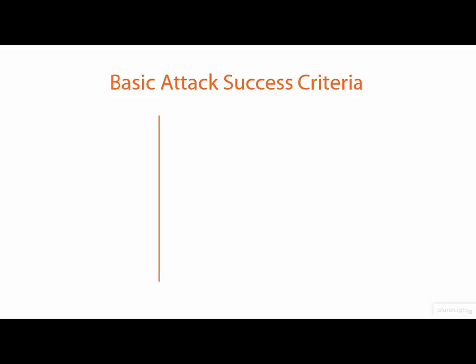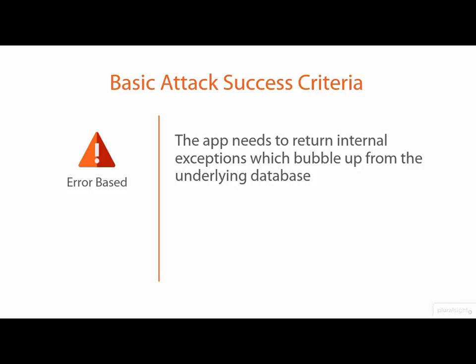Let's talk about what it was that made these basic attacks successful. And of course, by basic attacks, I'm talking first of all about error-based SQL injection. One of the things that we saw earlier on in the course is that for error-based injection to work, we need to get SQL errors. So we need to get errors from the underlying relational database management system to bubble up into the browser, because it's those errors that actually contain the useful information.